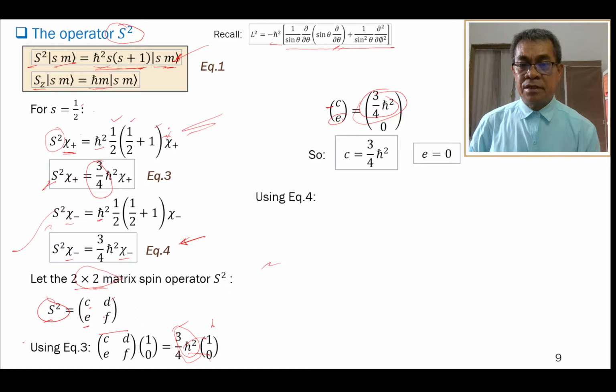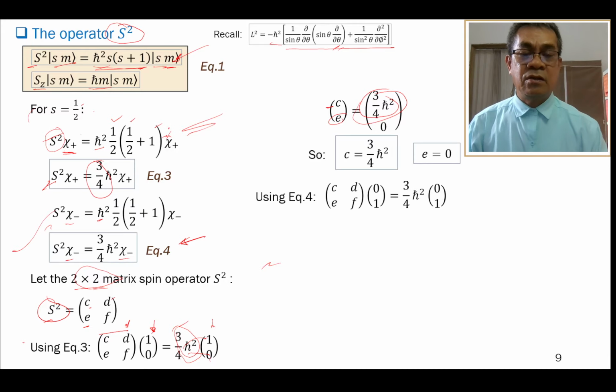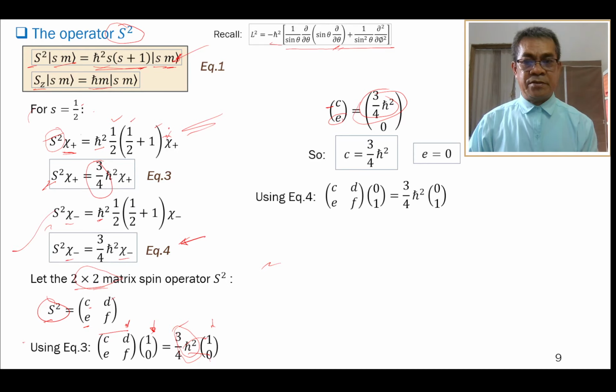Remember, previously the S squared acted on the raising operator. But this time, equation 4 acts on the lowering operator. This was spin up, and now this time we have spin down. Again, multiply, then we have that result.